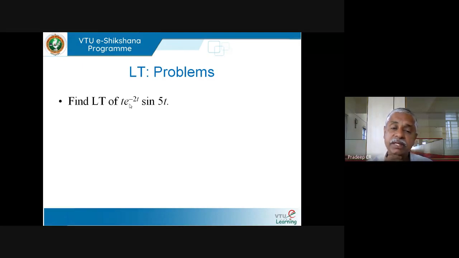What should I do first, t or e power minus 2t? I will do t first. Why? Because if I know Laplace of t sine 5t, it's very easy to find Laplace of e power minus 2t into t sine 5t. All I have to do is replace s by s plus 2. But if I know Laplace of e power minus 2t sine 5t, to find Laplace of t into e power minus 2t sine 5t, I have to differentiate it once. Differentiation is always a bit more painful compared to replacing s by s plus or s minus 2. So I will first differentiate when the expression is simpler, and then afterwards replace. That's the algorithm. You can do it the other way also, it's correct.